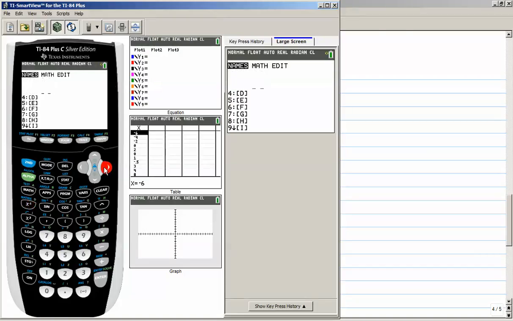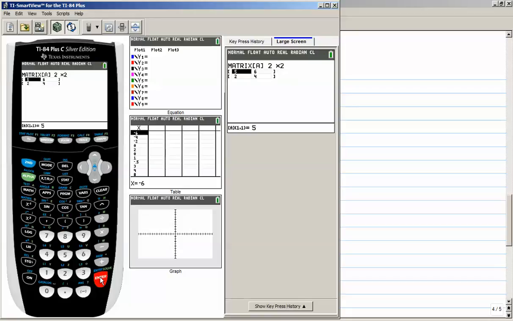So I'm going to go over to edit and hit enter. Right now my matrix A is a 2x3 matrix. I actually need it to be a 2x2 matrix. So I'm going to arrow over and change that to 2 and hit enter. You'll notice that there are 4 little boxes here that you can see. That's where it will put the numbers. So I can just start entering my numbers.